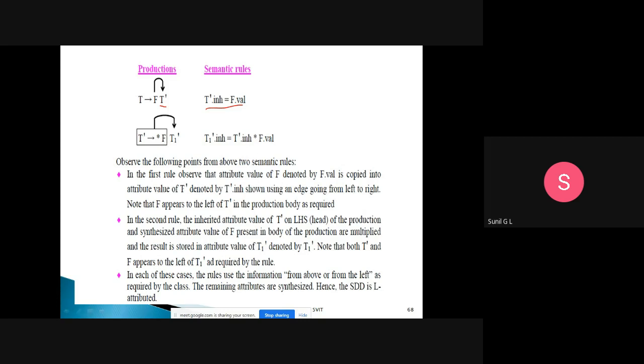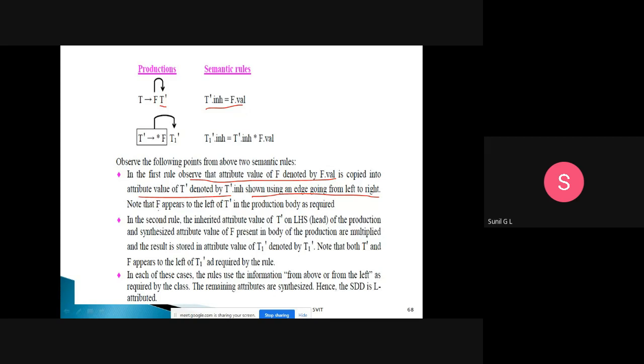So in the first rule, observe that the attribute value of F is denoted by f.value. The f.value is copied into the attribute value t', denoted by t'.inh, the inheritance, showing that the edge is going from left to right. F is on the left side and t' is on the right, so it goes from left to right.